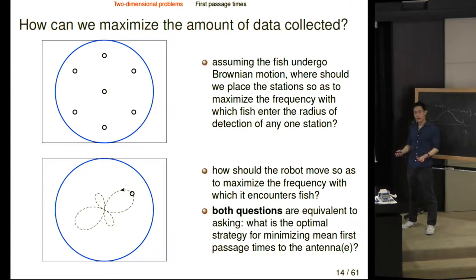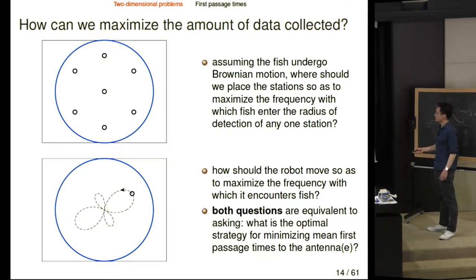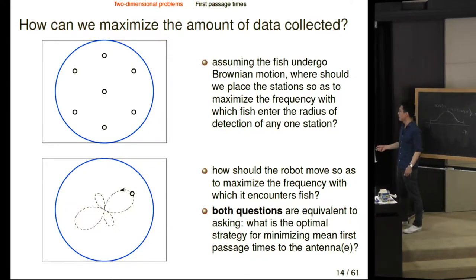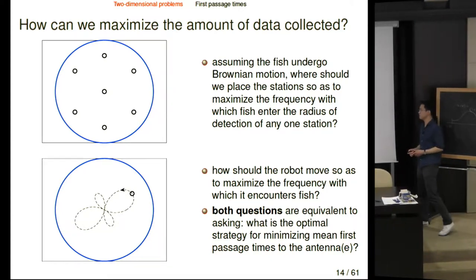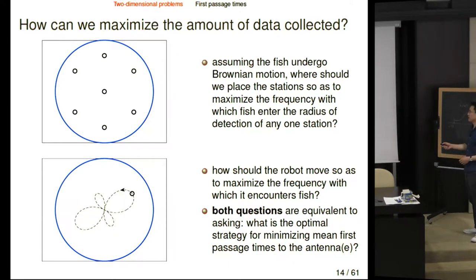The question here is, where do you put the antenna stations in order to sample as many fish as possible? You don't want to put them all in the corner or else you're never going to see any fish, right? Here they ask, what is the optimal motion that this robot should travel on to maximize the frequency of its encounters with fish? Both questions are basically asking, what is the optimal strategy for minimizing first passage times to the antenna? I'm going to come back to this from a 3D perspective a little bit later.